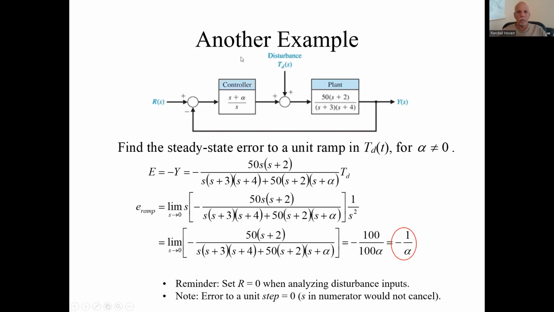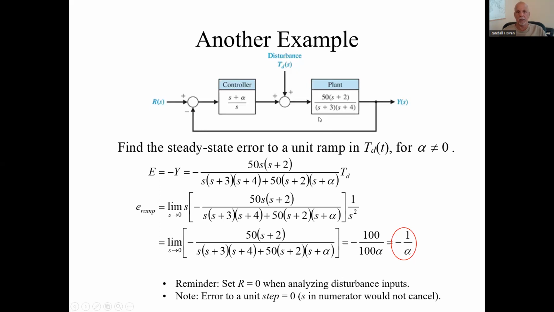One more example. Here's the block diagram. Find the steady state error to a unit ramp in the disturbance. Let's see here. When I'm looking at the error with respect to T sub D, I set R to 0. The error is R minus Y, so it's minus Y. Keep the minus sign. What's the transfer function from T to Y? Well, this is like my G. This is like my H. I got the minus sign in there.